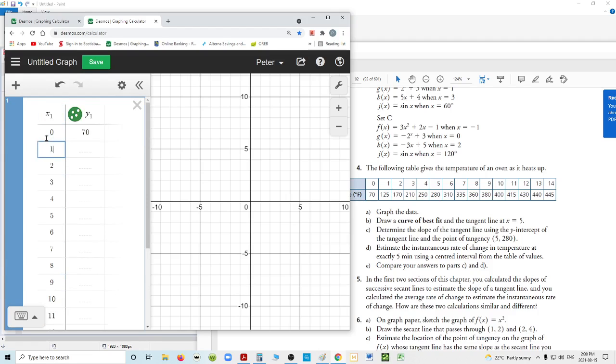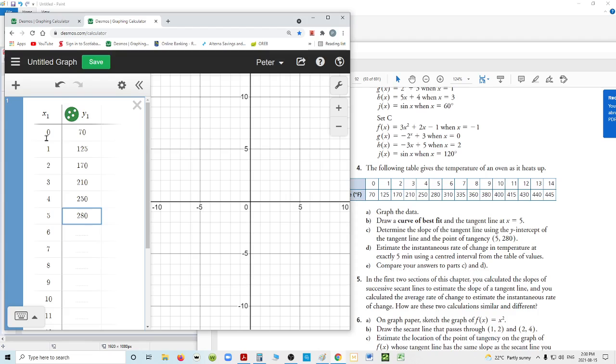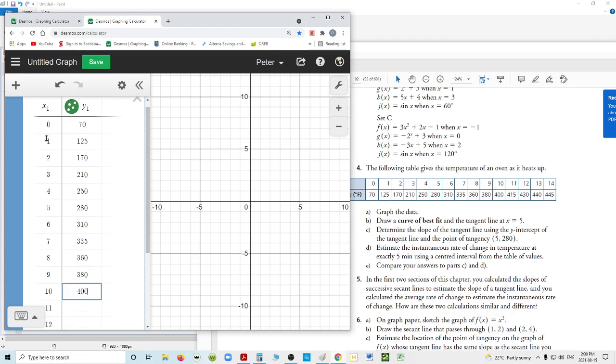And then for the temperatures, I got 70, 125, 170, 210, 250. It should be consistently heating up. 280 looks like it's going up by close to 30 each time. 360. There's going to be a couple dots off. 380, 400, 415, slowing down.